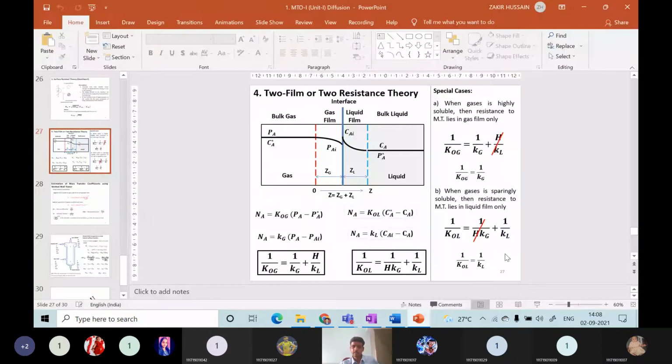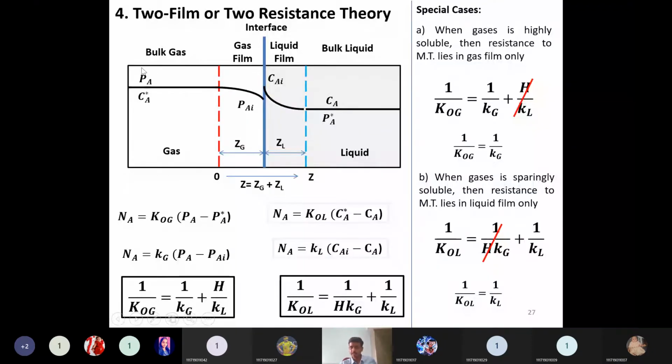Then this one, the overall slide I have given. This figure shows the profiles of the gas film, liquid film, bulk of the gas phase, and bulk of the liquid phase. Then the major equations and the final equations, these two. And the special cases: when the gas is highly soluble, this one is valid; when the gas is very low soluble or sparingly soluble, this one is valid. Everything is contained in that slide.